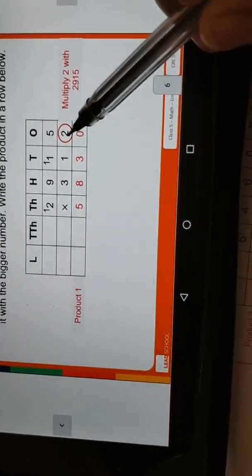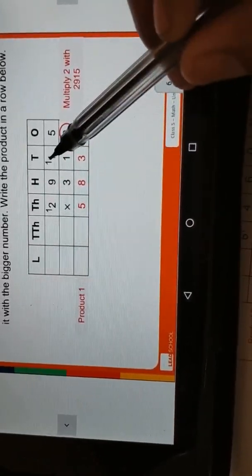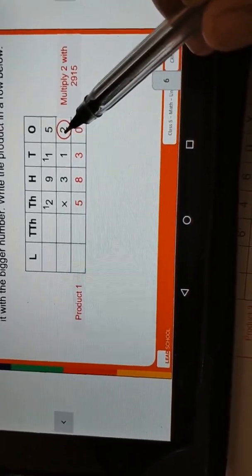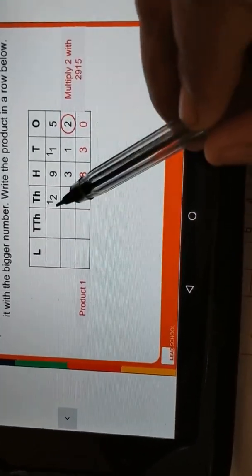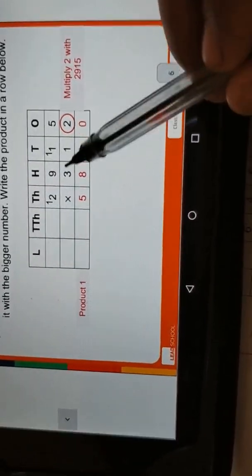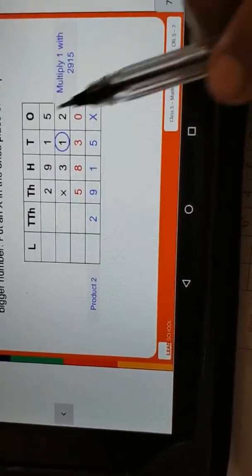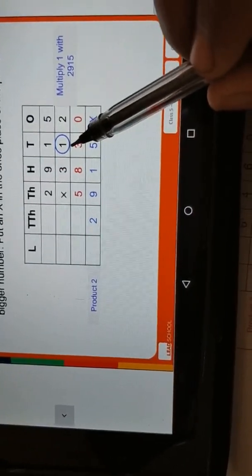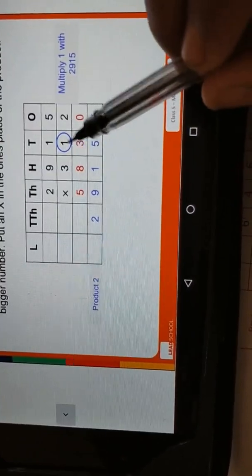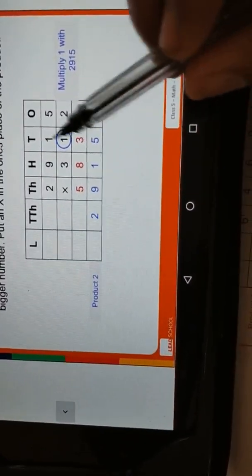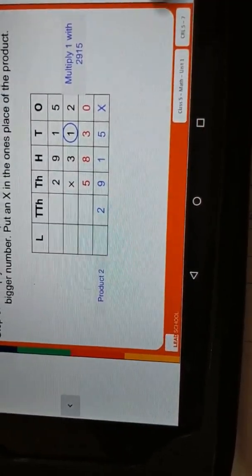So 2 5s are 10. Right here 0. 1 is a carryover. 2 1s are 2. 2 plus 1 is 3. 2 9s are 18. 1 is a carryover. 2 2s are 4. 4 plus 1 is 5 is there. Then we have to put cross marks here and we have to multiply by 1. 1 multiplied by 2950. So answer is 1 5 is 5, 1 9 is 9, 1 2 is 2 is there.